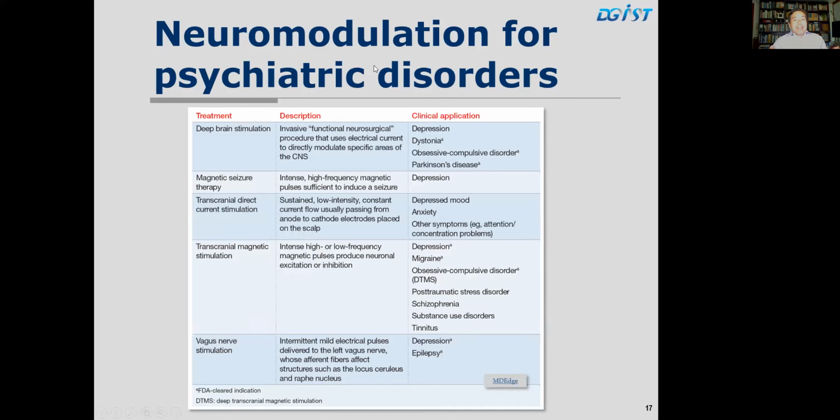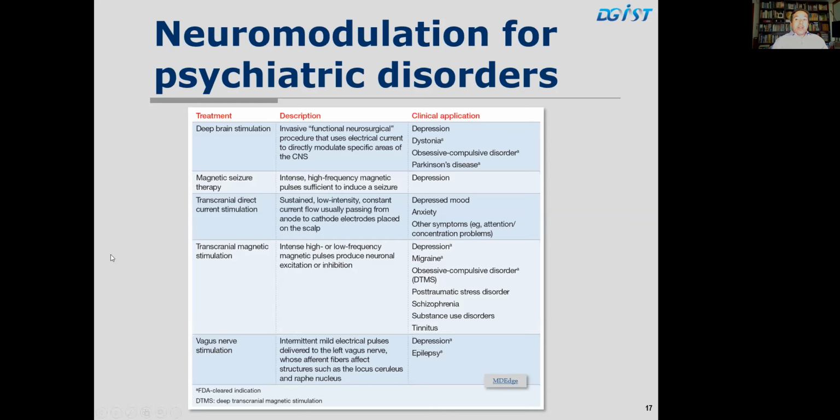So you can characterize it as being both areas, surgery and neuromodulation. There has also been deep brain stimulation for depression, dystonia, which is a form of movement disorder, and obsessive compulsive disorder. Then, in the non-surgical, if you will, non-instrumentative, is magnetic seizure therapy, an intense high-frequency magnetic pulse sufficient to induce a seizure, and that's the transcranial magnetic stimulation that we're going to talk about for depression. That's on the magnetic side.